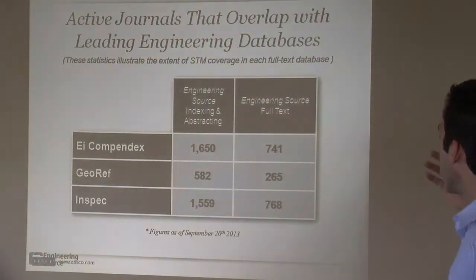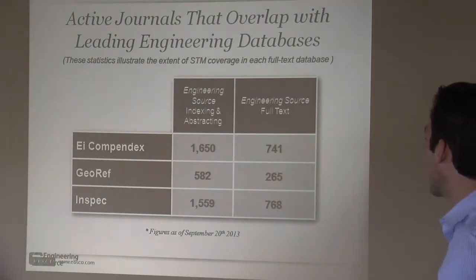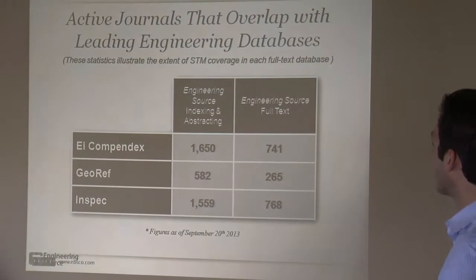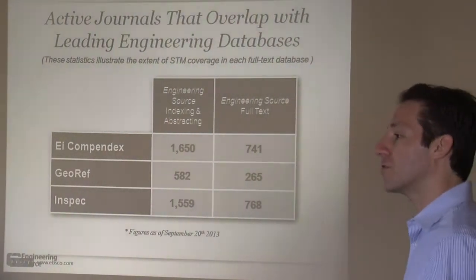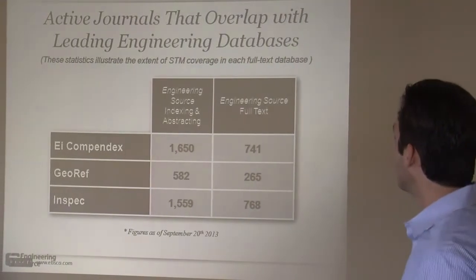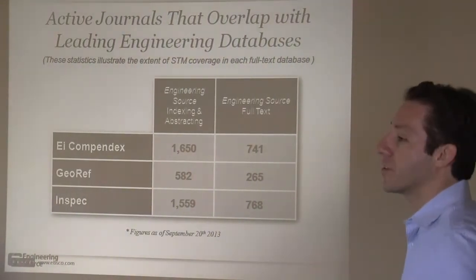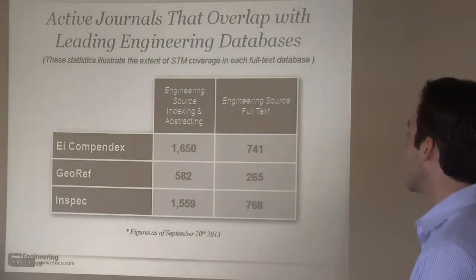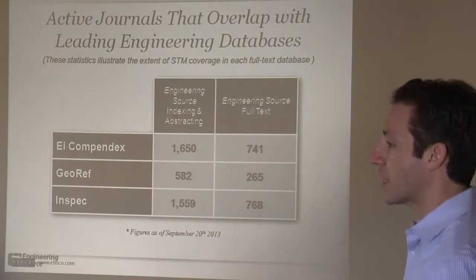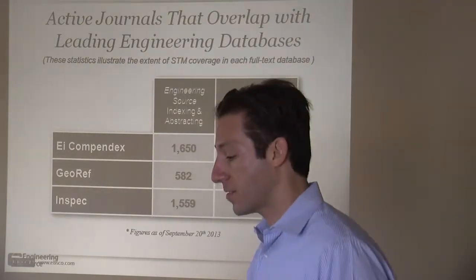So this database, Engineering Source, provides indexing and abstracting of those three, you can see the numbers. And then it also provides the full text. So if you have, let's say, Inspec, for example, and you don't have access to full text in that database, with this database, you would have access to 768 full text journals. So for people who use those indexes, EI Compendex, GeoRef, Inspec, this is a nice companion that allows you to access full text that is not normally available.